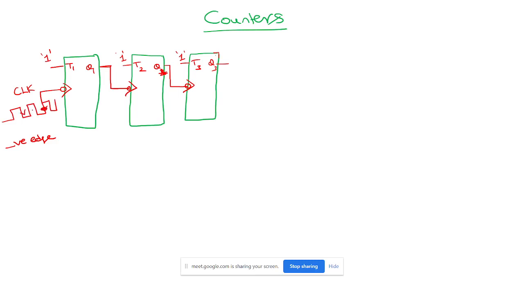This is not a negative edge. This is a negative edge, like this. Okay, let me analyze this. I'm also assuming that the initial states are 0, 0, 0. So clock, I applied nothing. I'm writing Q3, Q2, Q1 in this particular way.